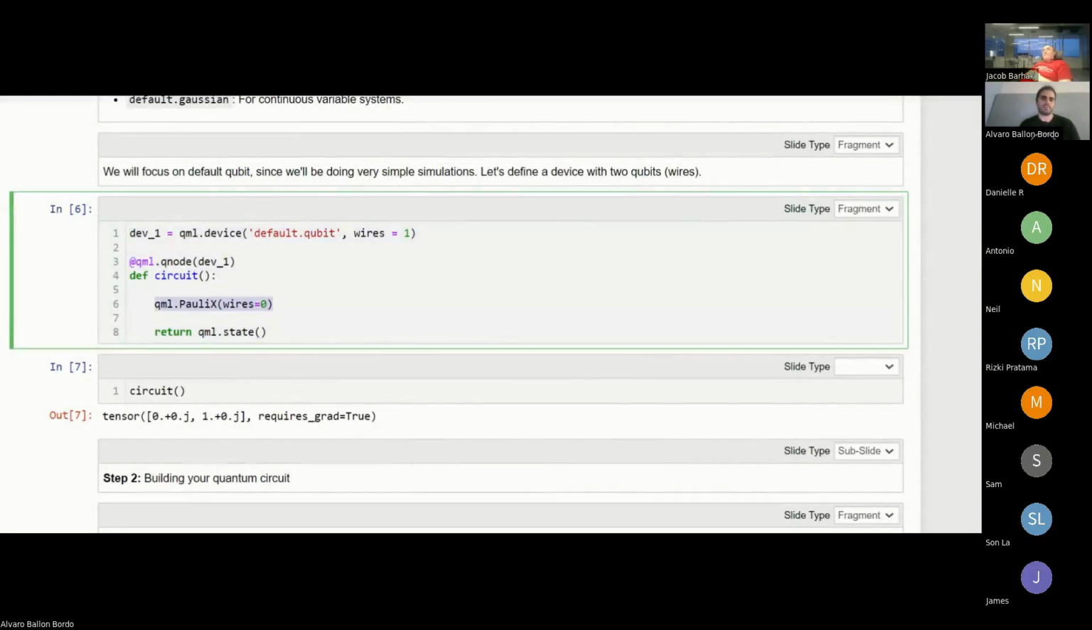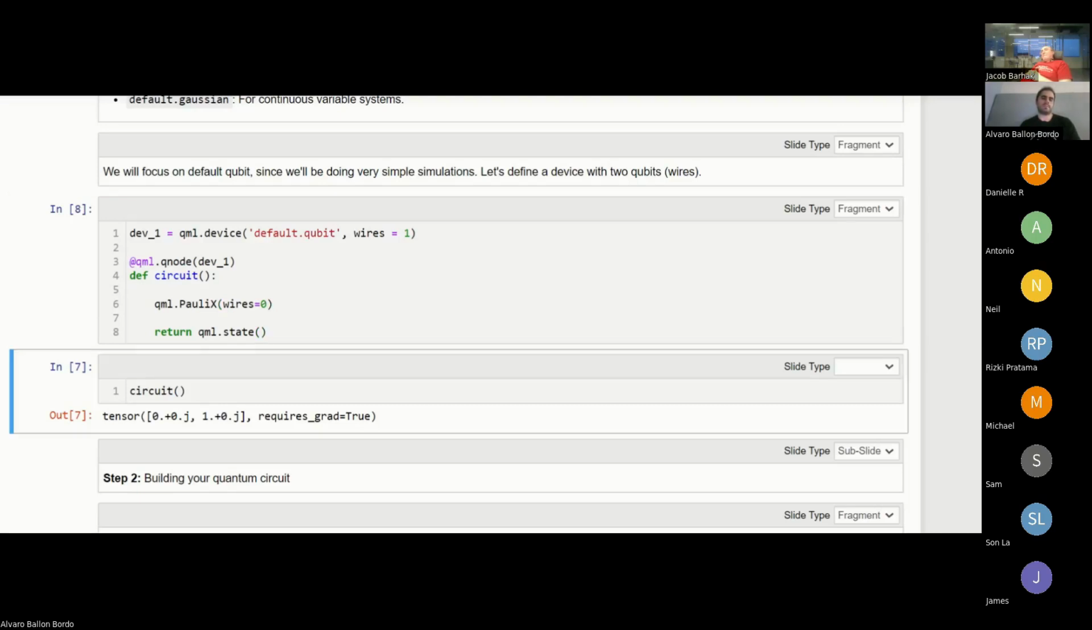So what we did to circuit was just add this gate called PauliX and specify that it acts on the first wire. In Python, we count from 0. Basically, all I've done is add this PauliX, or NOT gate, to the circuit. And once I run it, it gives me 0, 1.